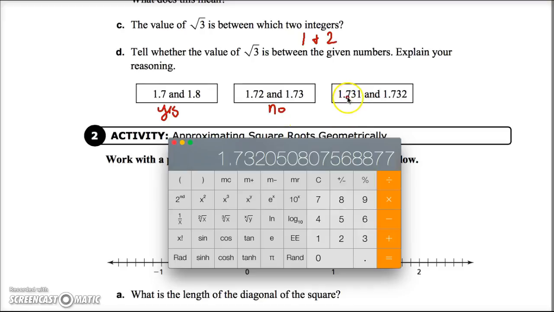And then is it between 1.731 and 1.732? So 1.731, it is bigger than that. 1.732, but then it keeps going, so it's actually bigger than 1.732, so it is not between those two numbers.